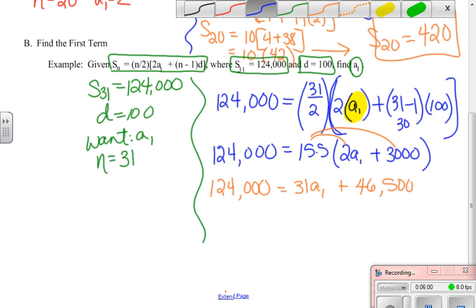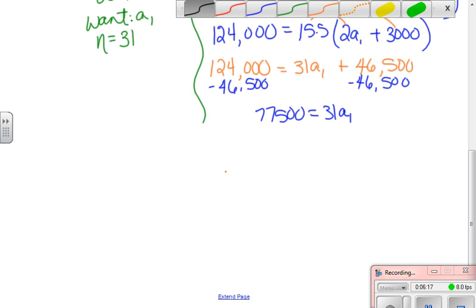We're going to go ahead and subtract 46,500 from both sides. And we end up with 77,500 is equal to 31 times A1. Divide both sides by 31 and you find out that A1 is 2,500.